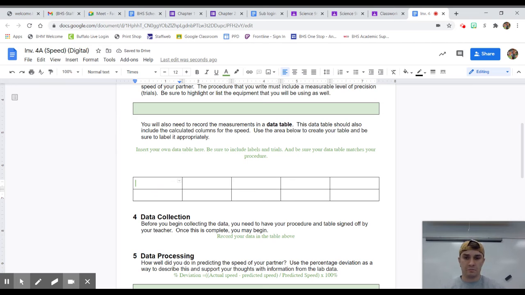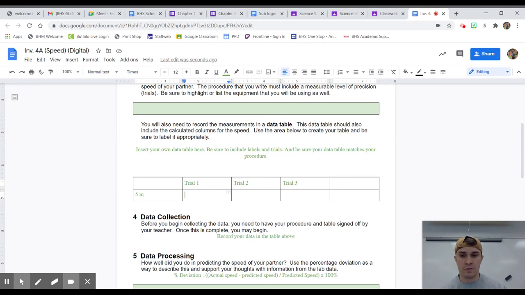So right here is going to be my distance. I'm going to say I'm going to walk 5 meters. I'm going to do this 3 different times and get my times. So my distance equals 5 meters. Here's going to be trial 1, trial 2, trial 3. And this is just a very generic one. And now in here, I'm going to include the time it took me to cover these distances.